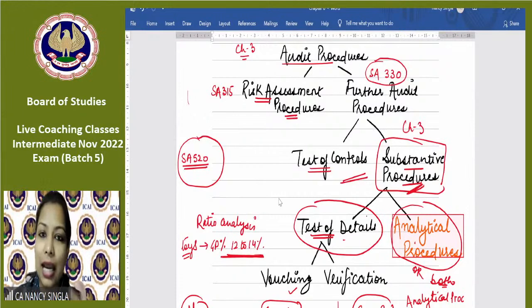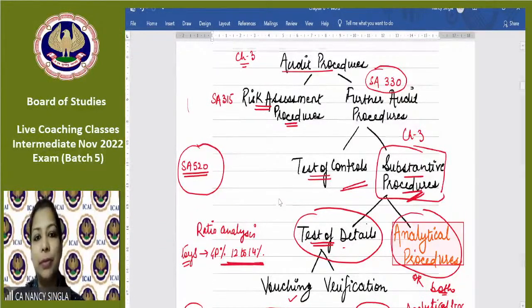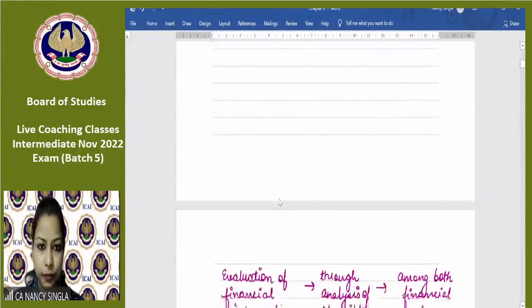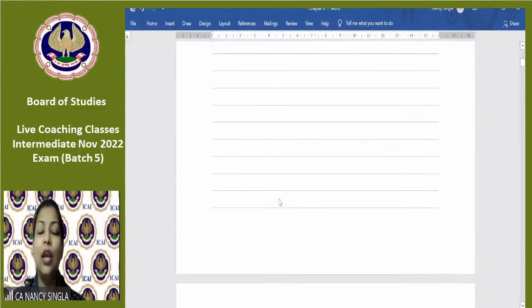Consider it as simple as performing ratio analysis, comparing the company's data with the industry data. Okay? And with the further explanation, this concept is going to be very much clear to you. Now, first of all, let's see what is actually meant by analytical procedure.